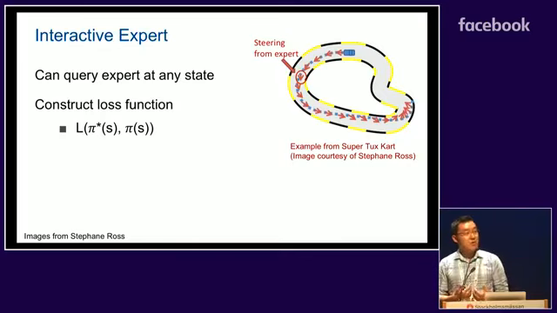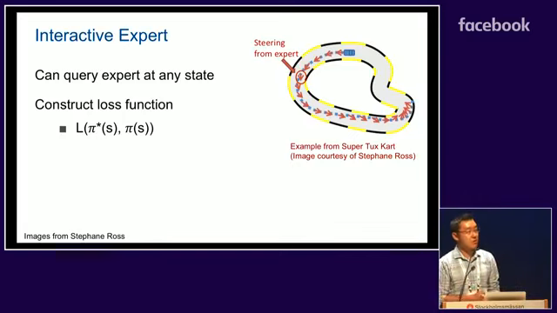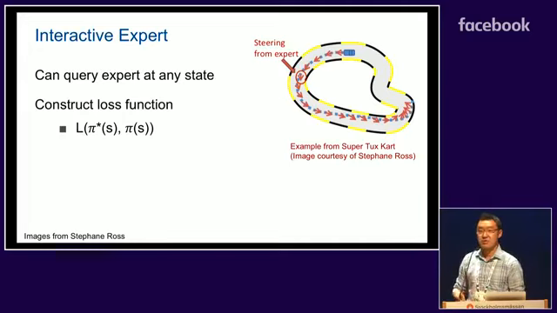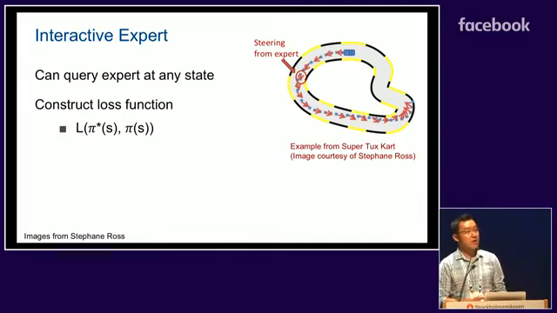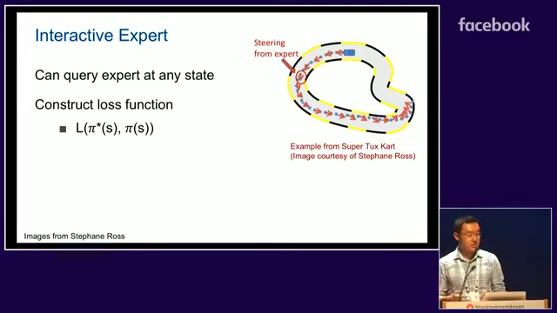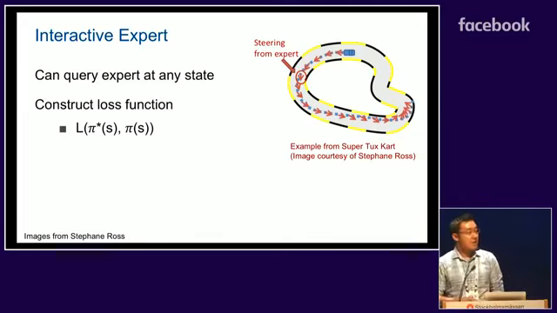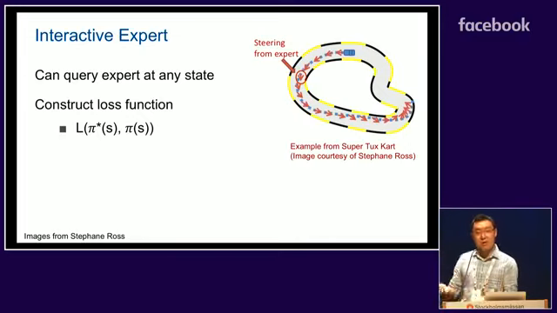Now let's talk about how we can use an interactive expert. An interactive expert is basically a human or an expensive computational oracle that's available at training time to provide feedback on the state distributions induced by the policy that we're training rather than only by the expert. What that means is that we can query the expert for any state, essentially. And then we can also have a mechanism for constructing a loss function characterizing the mismatch between what our policy is doing versus what the expert would have done on this state, for any state.